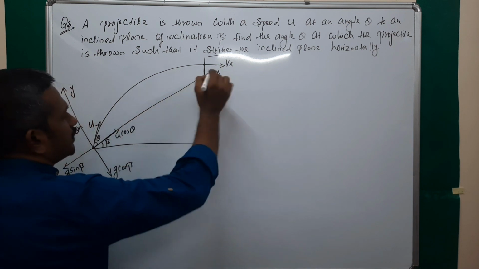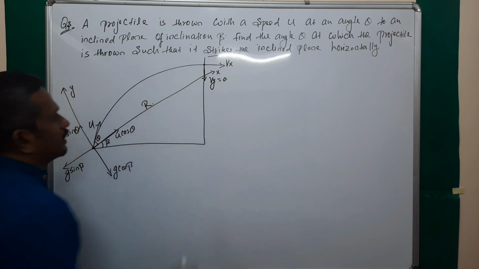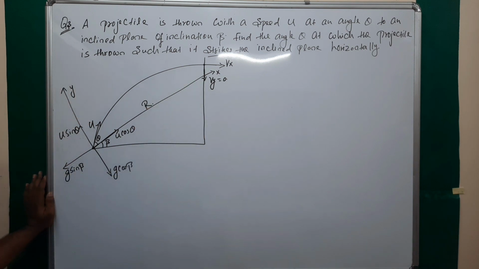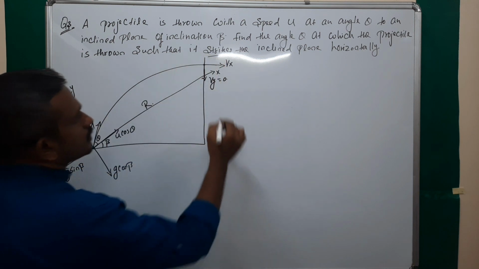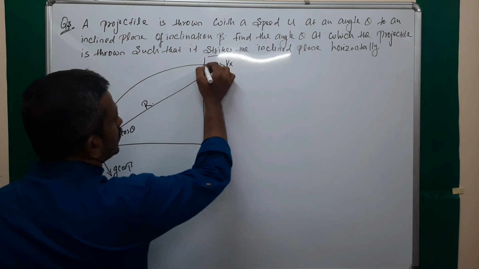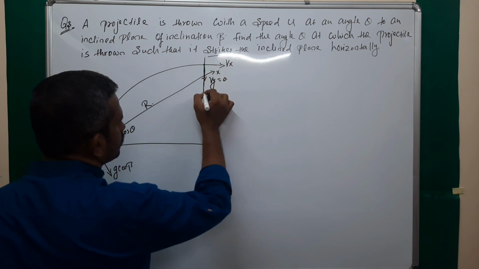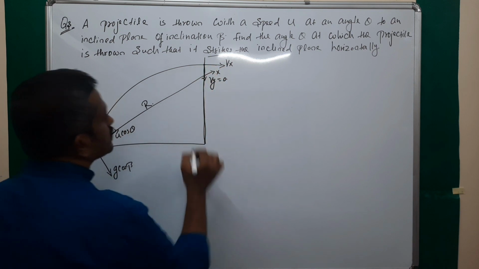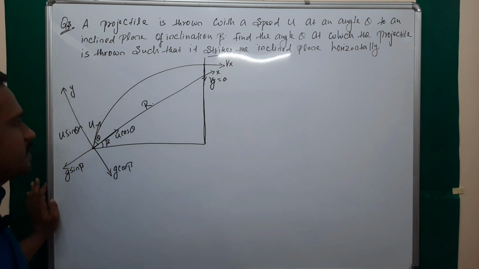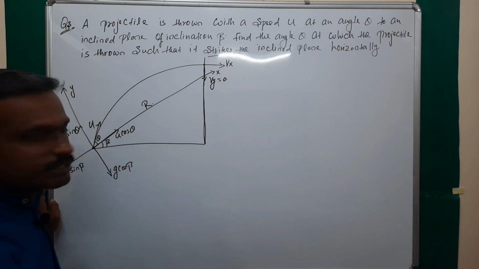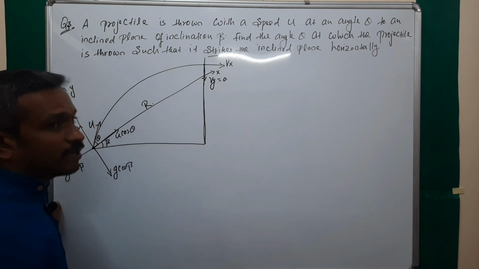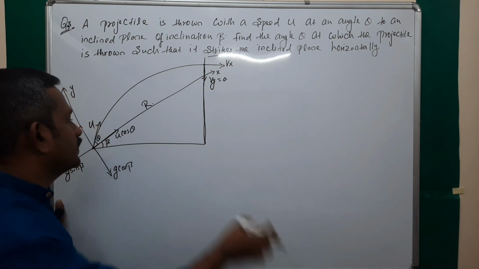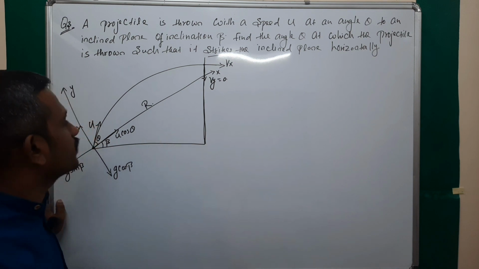So what about this distance? Along the inclined plane it is the range, capital R, the distance travelled by the projectile, where it hits the inclined plane. And what about this other distance? It is the maximum height of the projectile when it is observed from the ground plane, not the inclined plane.